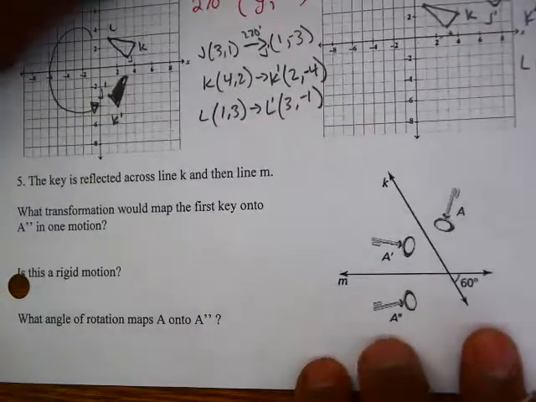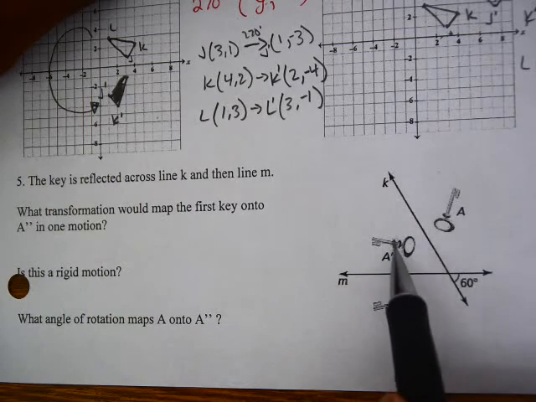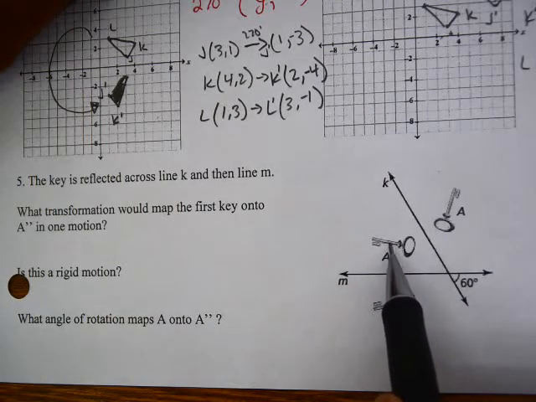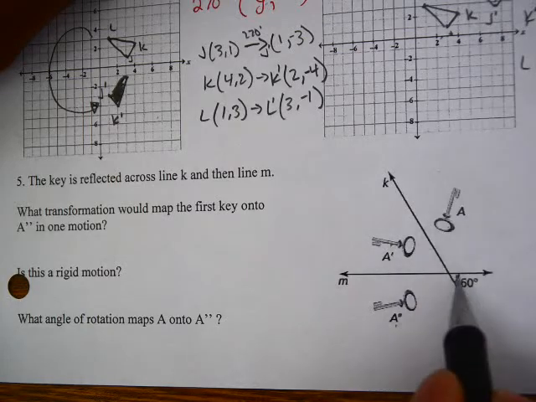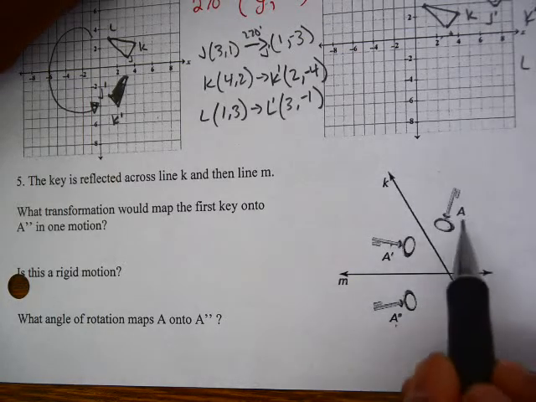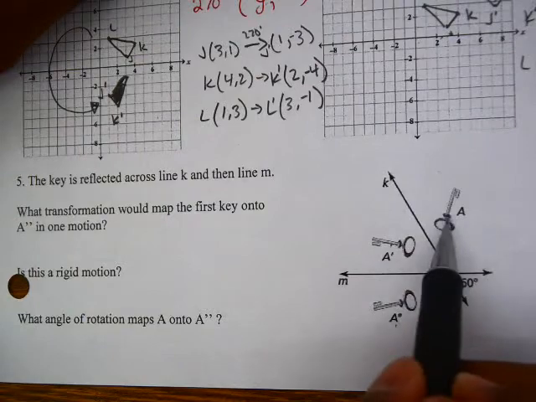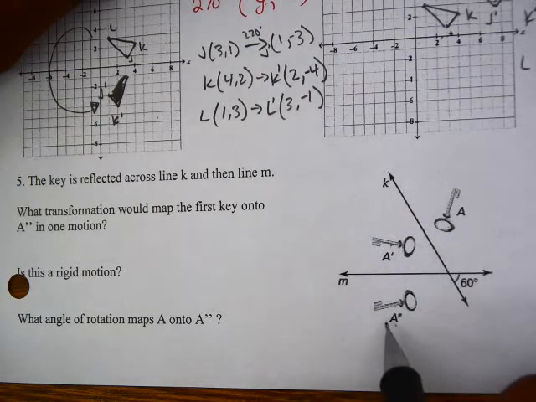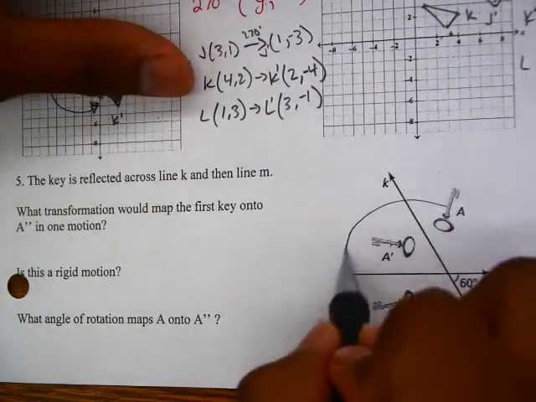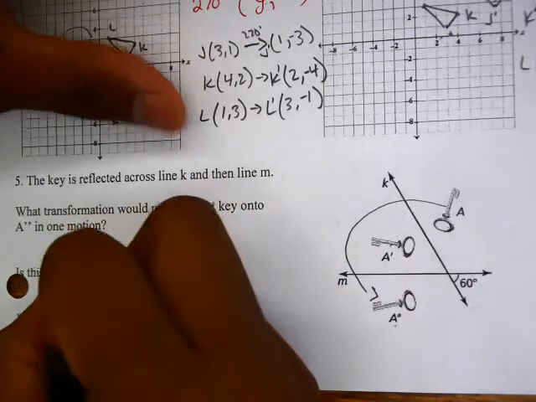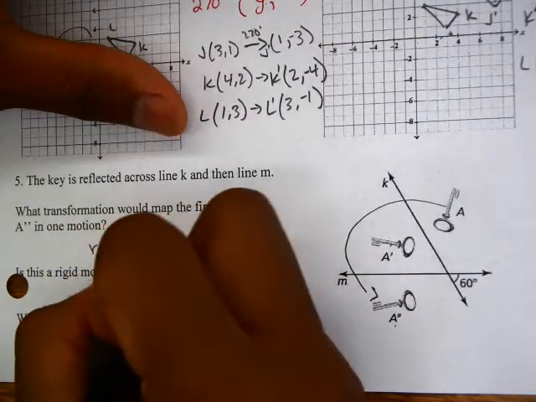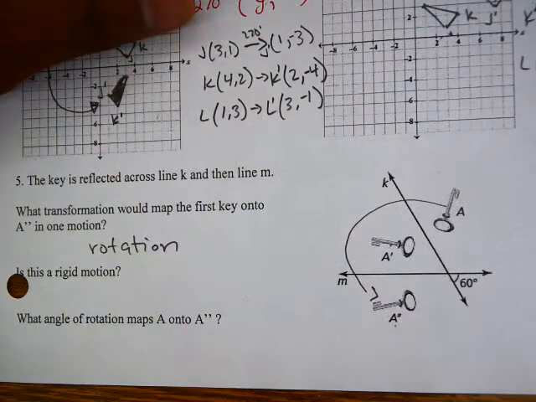Okay, so number 5, this key is reflected across this line, K first, and then that image is reflected across M. The lines intersect at 60 degrees. What single transformation could have made this key all the way onto this one? It would be a rotation. If I just rotated the key, I could have gotten the same thing.